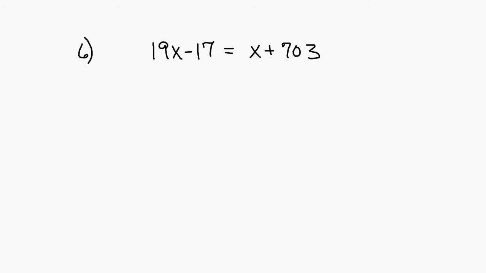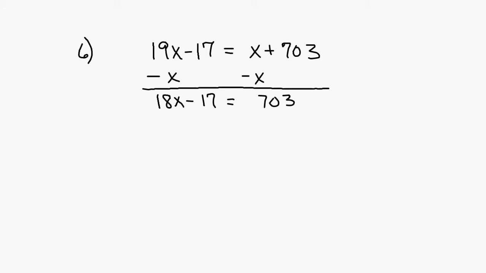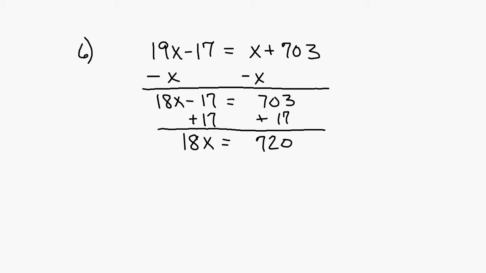So solve for x by subtracting x from each side. 18x minus 17 is equal to 703. Add 17 to each side. 18x equals 720. Divide by 18. And x is equal to 40.